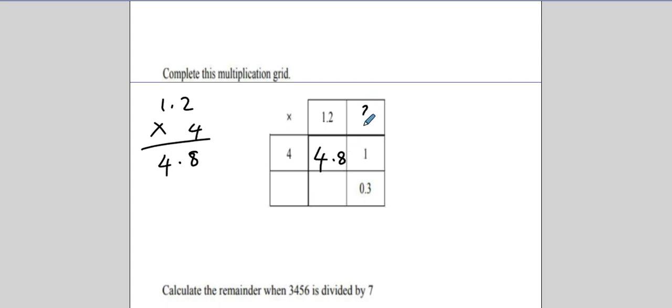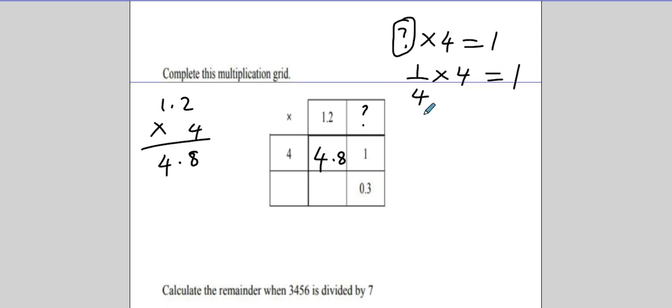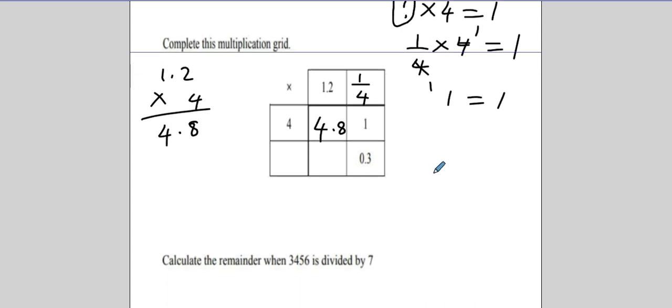Okay, which number times 4 equals 1? This number will automatically be 1 over 4. Let us see, 1 over 4 times 4. Is this going to be equal to 1? Yes, 4 by 4 is 1, so 1 times 1 is 1, so 1 equals 1. So here, you write 1 over 4, or you can make it a decimal.